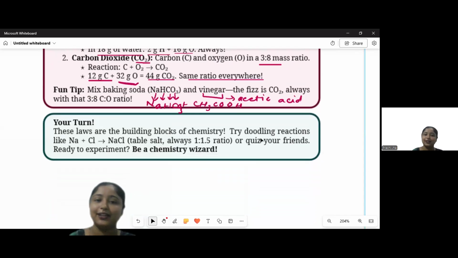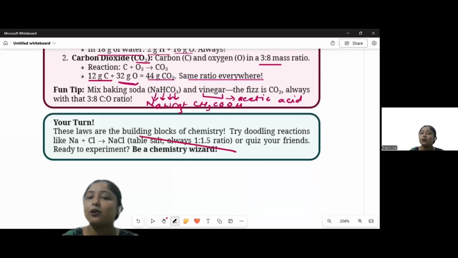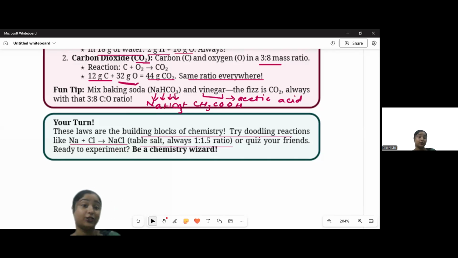And now it's your turn. These laws are the building blocks of chemistry. So try doodling reactions like Na plus Cl, that is NaCl, table salt, always in the ratio of 1:1.5, right? Or you can also quiz your friends and ask them what the ratio is of a compound that is made by two different elements.